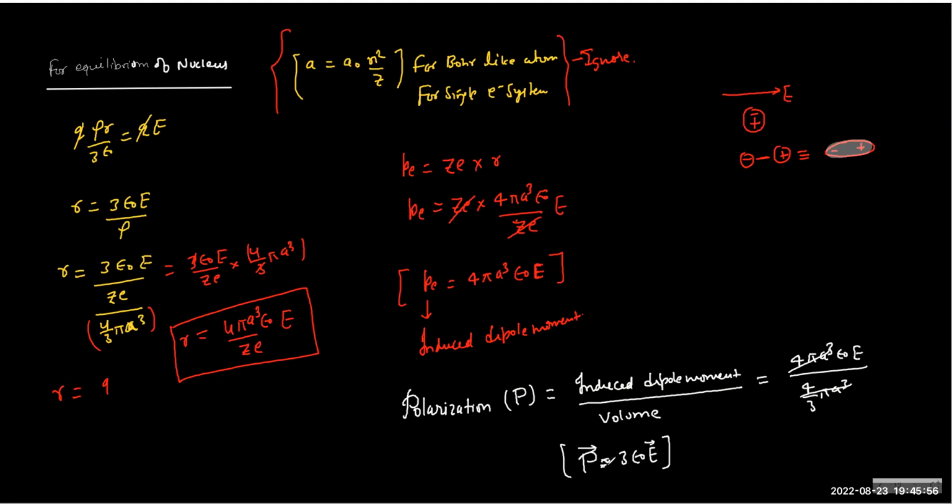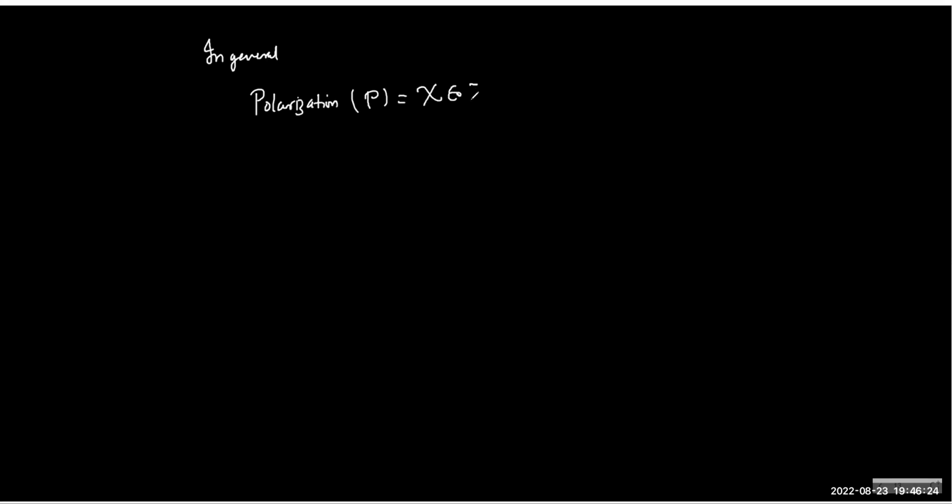This is a rough estimate. Of course, we are not doing exact calculation. Experimentally, this is an individual proof for the same. So the way we define polarization in general, polarization P is defined as some constant into epsilon naught into E. So the number 3 will not always come. It's a spherical surface, so we got 3, but if it is non-spherical, because if you talk about the molecule, molecule shapes are not perfect spheres, right? It's like a collection of many spheres. So in general, the polarization is defined with the symbol chi. We read it as chi.